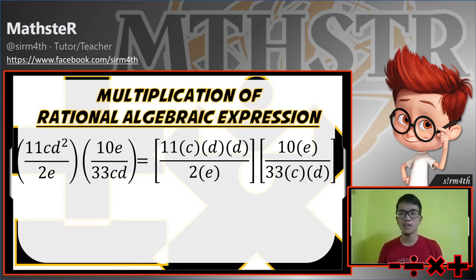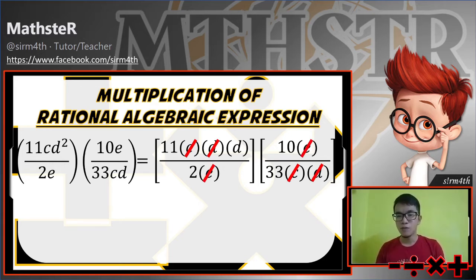So, ibig sabihin, kapag ganyan yung itsura ng ating rational algebraic expression, madali para sa ating malaman kung ano yung pwedeng i-cancel sa kanila. Ngayon, simulan natin sa isang c sa numerator, and cancel din natin yung isa pang c sa denominator. Okay? So ngayon, letter D naman, cancel natin sa numerator, cancel din tayo sa denominator. Next, letter E, cancel din tayo sa denominator.